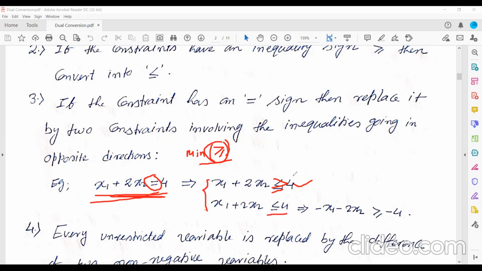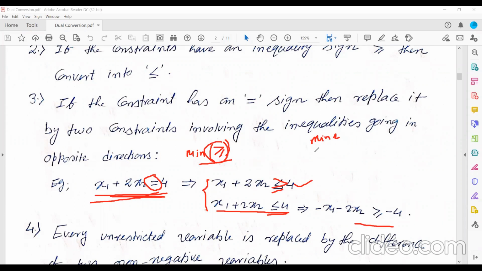So what we'll do to make it greater than or equal to? We multiply this whole inequation by a minus sign, a negative sign, and so it will convert it to greater than or equal to. So keep in your mind, fix it in your mind that if your problem is a minimization problem, I'm telling about the primal. I have not arrived at duality still.